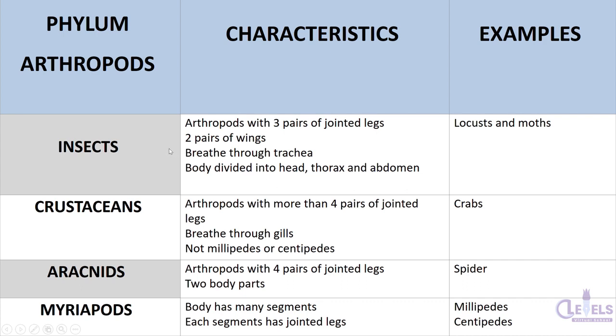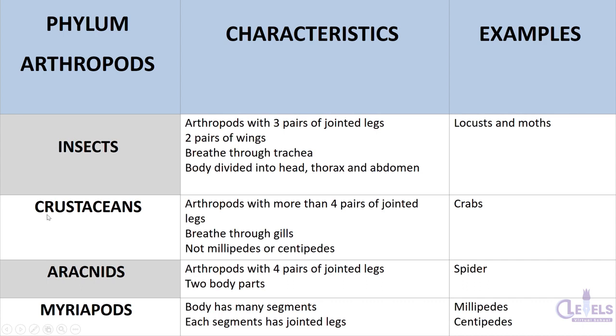So remembering insects is easy. Insects have 3 pairs of jointed legs and the body is divided into 3 parts. Three pairs of jointed legs, body divided into 3 parts: head, thorax, abdomen. And the examples include locusts and moths.